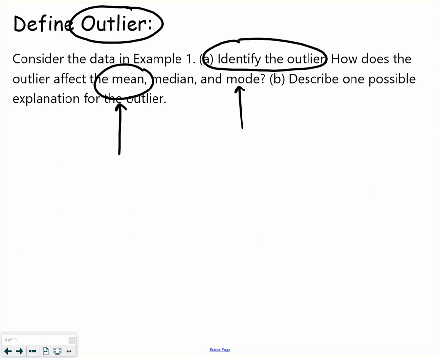So describe one explanation for the previous outlier. Well, maybe that person was a manager. Maybe that person had been working there for a larger number of years than everybody else. Heck, maybe that person was the boss's son and he's just going to make more. So again, an outlier is a number that is much larger or smaller than the rest of the data set.